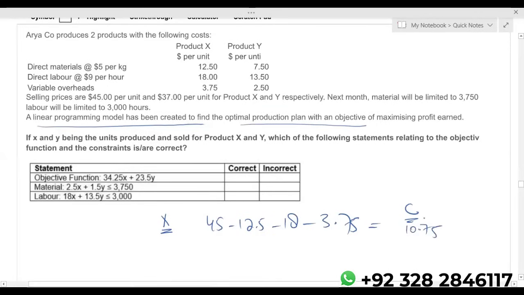I'm getting a contribution of 10.75. So you can see their objective function. They are saying that is incorrect. Obviously, if X is not correct, no need to check for Y.